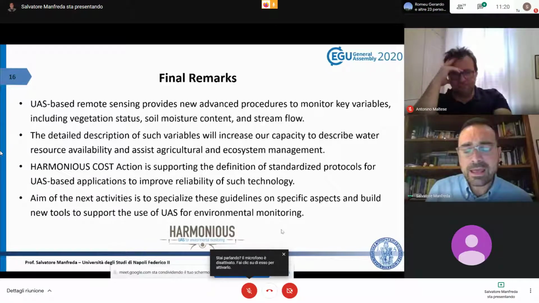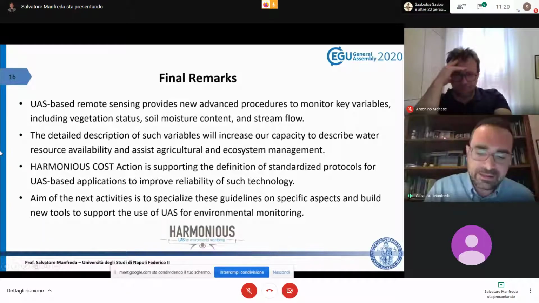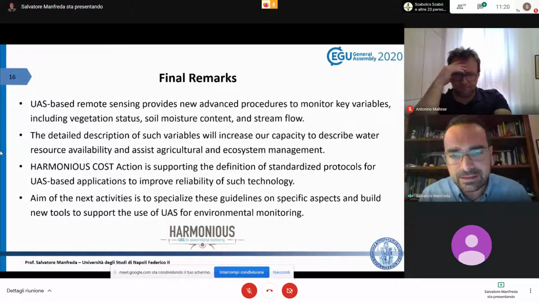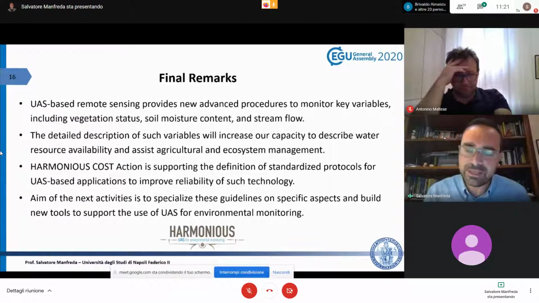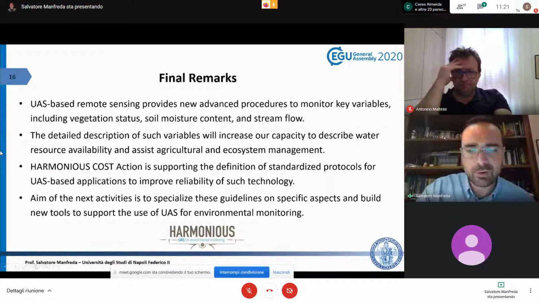And we have already gained some results in the definition of standardized protocols that will be further investigated and detailed in the coming year, in order to specialize these outcomes in a specific context related to each of the working groups, meaning looking at vegetation monitoring, soil moisture monitoring, and river monitoring.